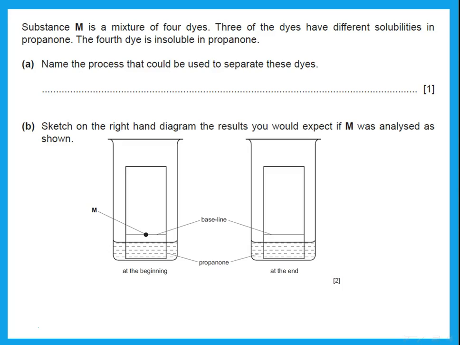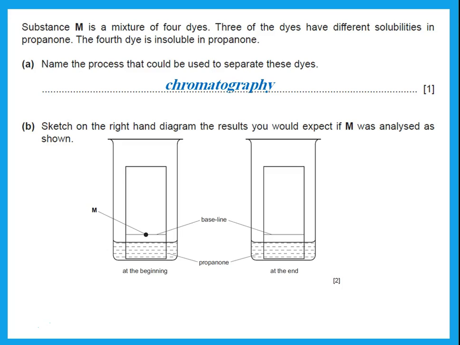Okay, substance M is a mixture of 4 dyes. 3 of the dyes have different solubilities in something called propanone. I don't care if you don't know what exactly propanone is, that doesn't matter. Obviously, it's just a solvent. The 4th dye is insoluble in propanone. Now, name the process that could be used to separate these dyes. So we said to separate dyes, I use chromatography. We call it chromatography, or you can say paper chromatography.